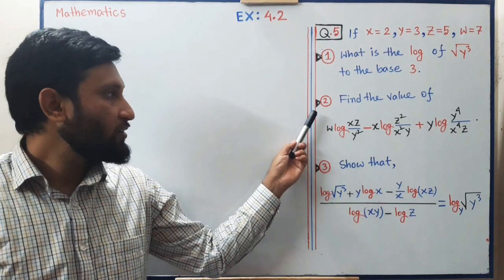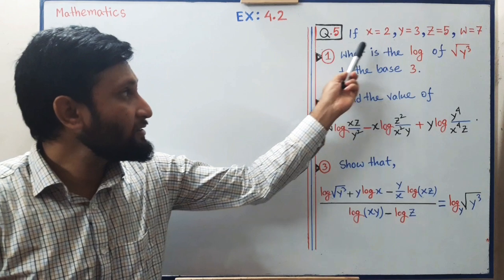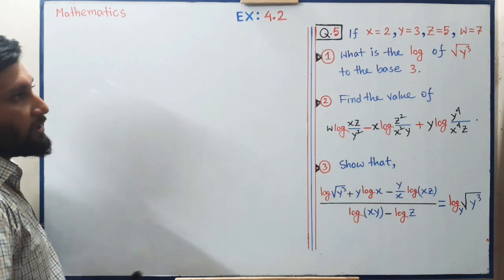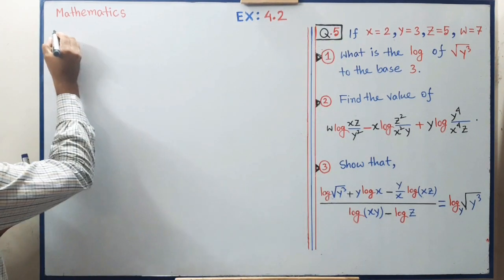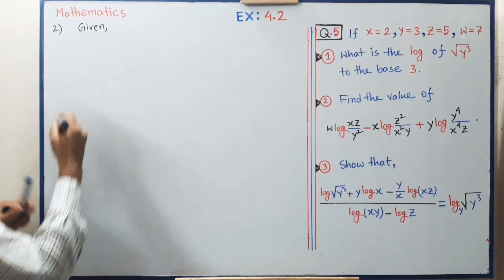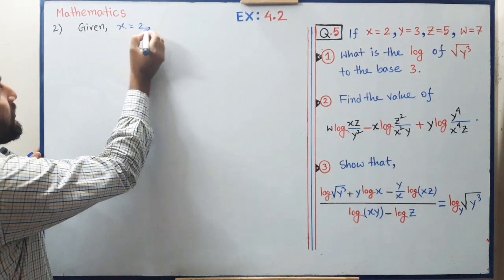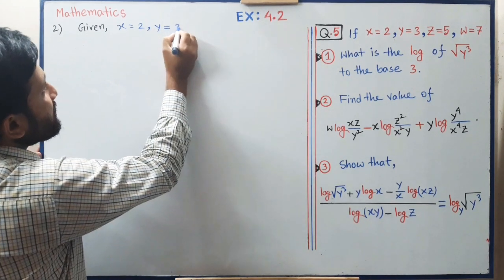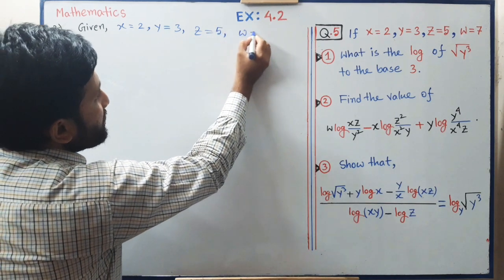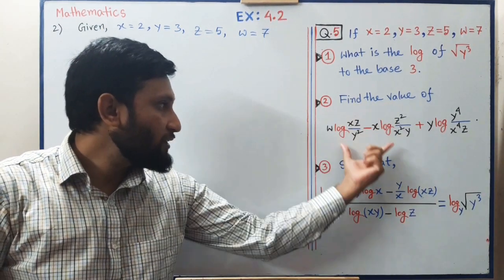Now the second question. The question is, find the value of this expression. By using this stem part, we have to solve this expression. Now follow the solution process. At first, write down the given part. So for solution 2, we write given: the value of x equals 2, y equals 3, the value of z equals 5 and the value of w equals 7.